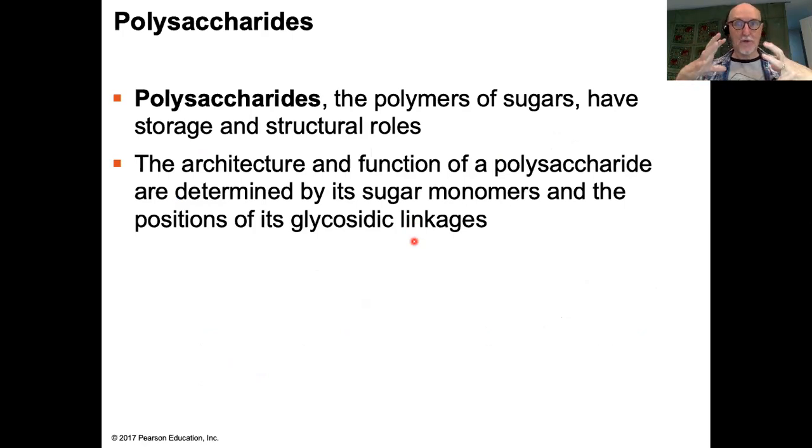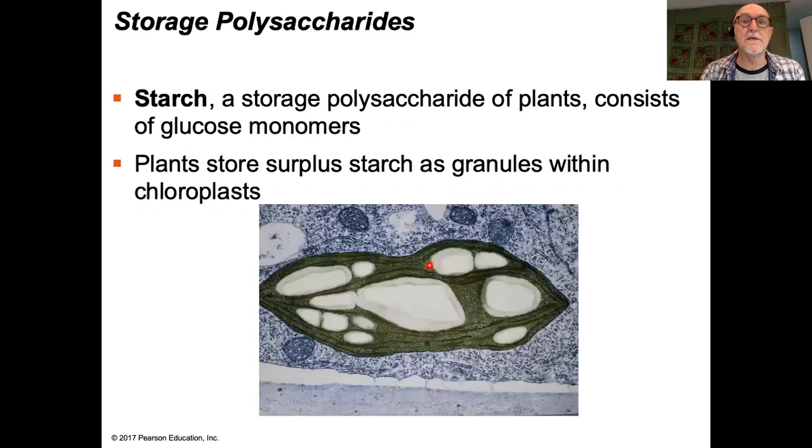And both the structure and the function of the polysaccharides is dependent on, first of all, the monomers which are used to make them, most commonly glucose. Then the orientation of the monomers. The monomers can come in different orientations, and the nature of the bonds between the monomers. All of these things affect the architecture of the molecule and its function. And we'll see that they often have very, very different properties indeed.